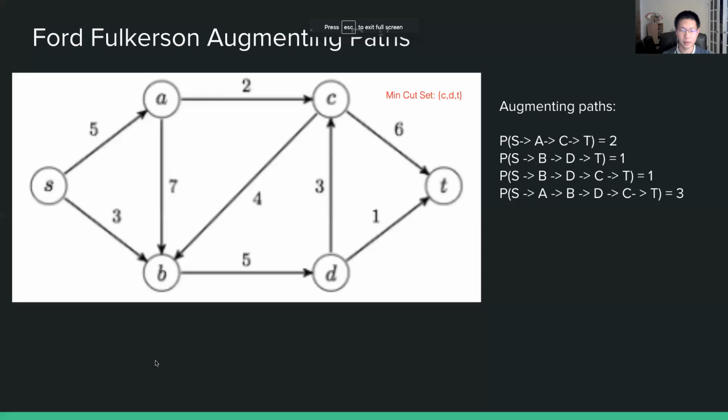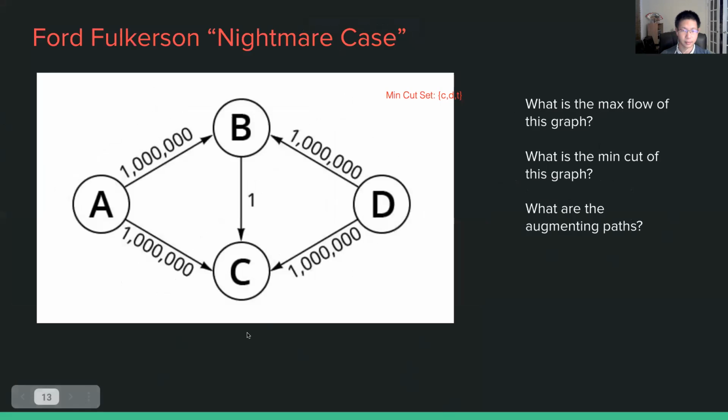All right, so we're back to where we started. Yes, S, B, D, T, that's correct. That's going to give a flow of 1. Then you have S, B, D, C, T, which is a flow of 1 again. And then finally you have the longest path, which is basically everything, S, A, B, D, C, T, which is a flow of 3. So when you add them all up, you should be getting 7 as well for augmenting paths.